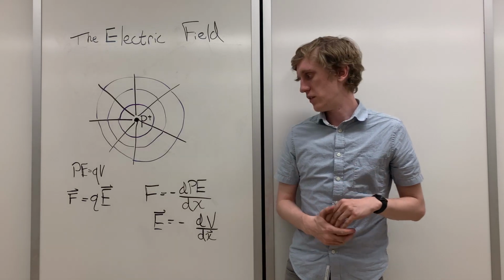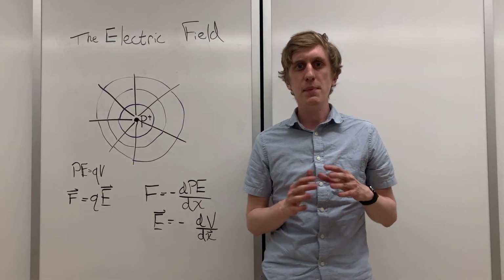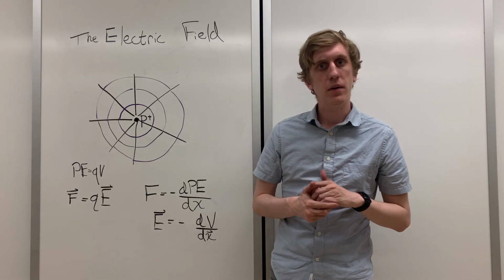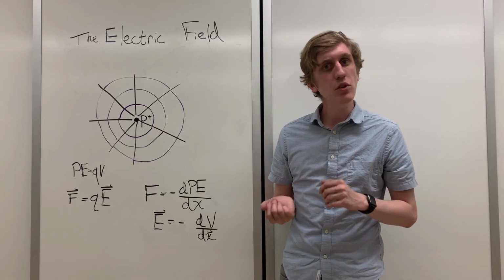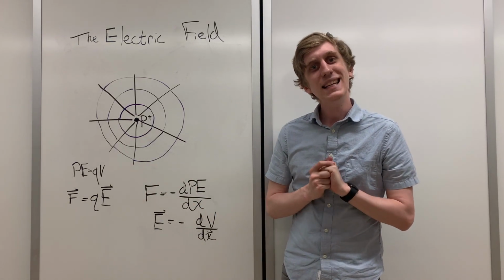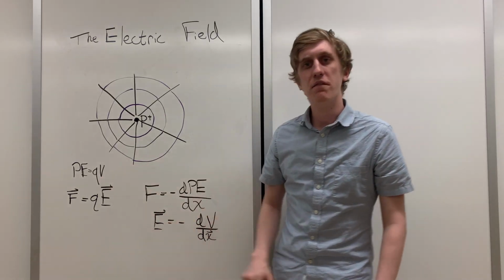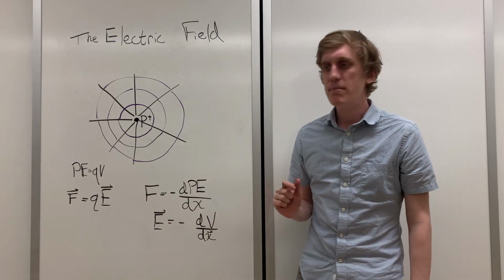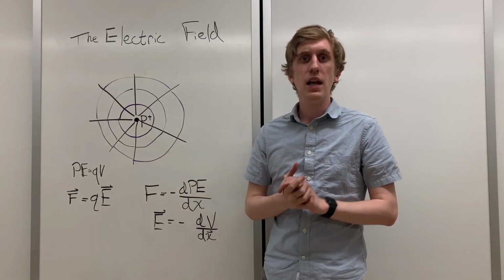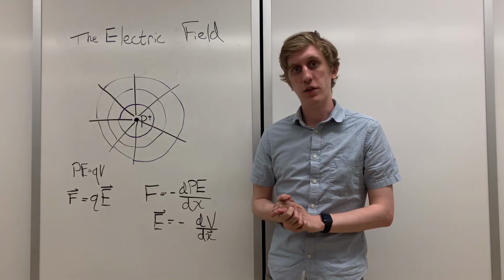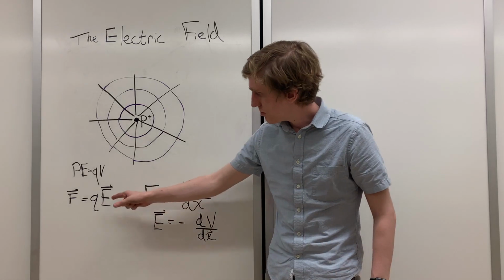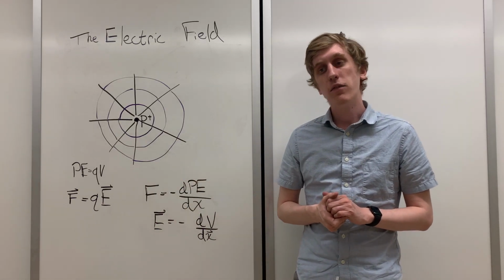I know this might feel like a lot of information, but we can sum it up in a few key points that will help us as we're moving forward. First, the potential energy of a particle in a particular electric field is given by the value of that particle's charge multiplied by the voltage at that point. The force that an object will feel in an electric field is just equal to the value of the charge multiplied by the electric field itself.